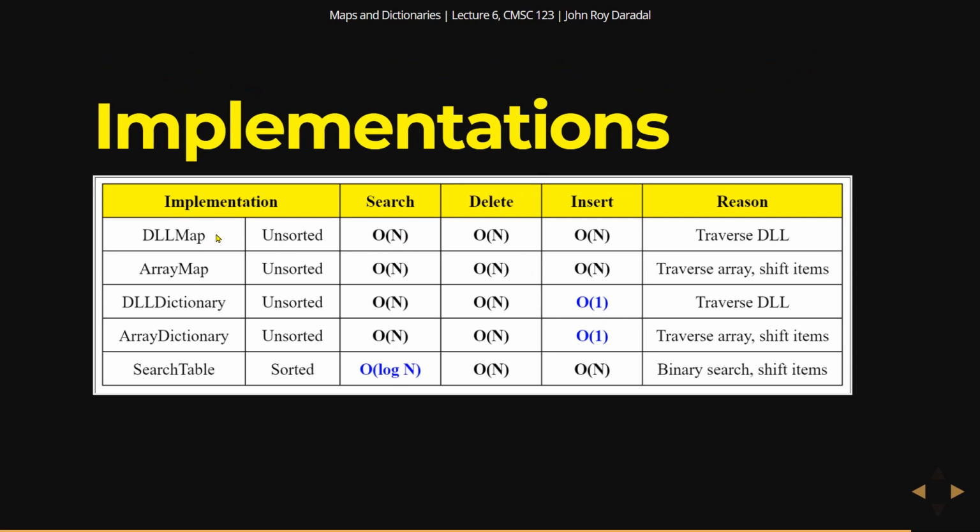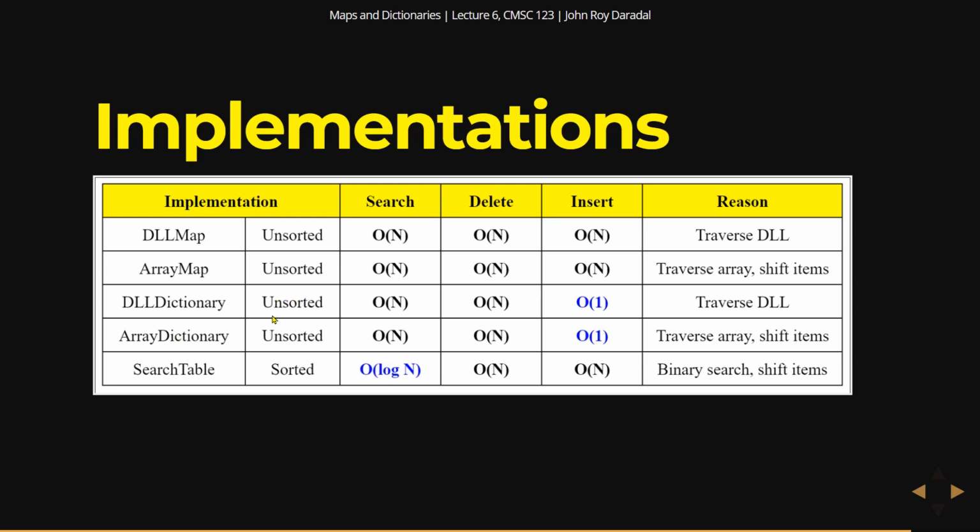So for DLLMap and ArrayMap, it didn't really matter whether it was DLL or array, as long as it's unsorted. The search, delete, and insertion will take O of n time because you need to traverse the DLL or traverse the array to make sure that the key does not exist already, or to look for the key basically. Okay, and additionally, if you use array, you need to shift items forward on deletion to avoid having holes in your array. The same thing for DLLDictionary and ArrayDictionary.